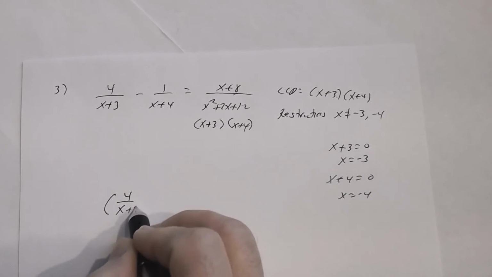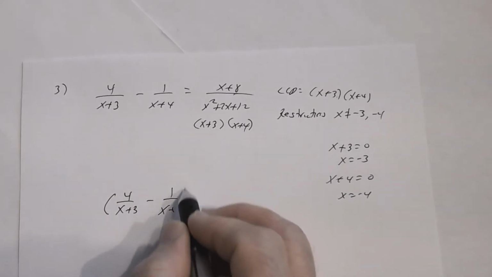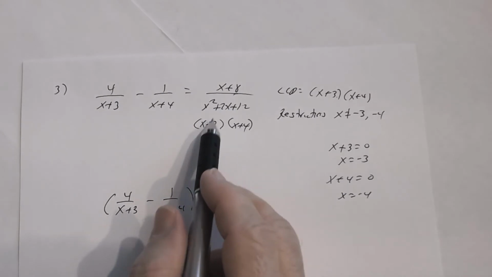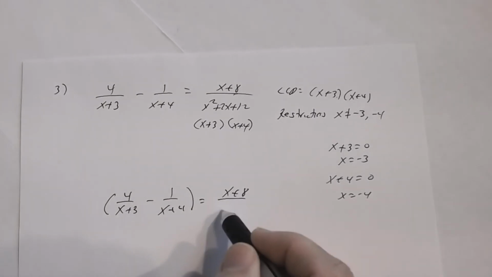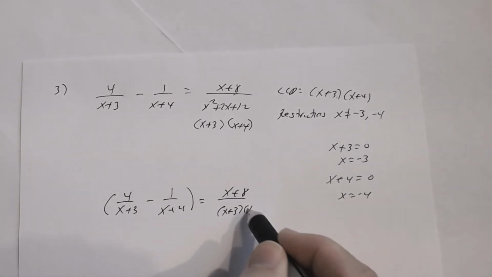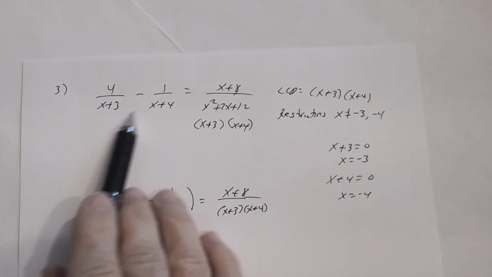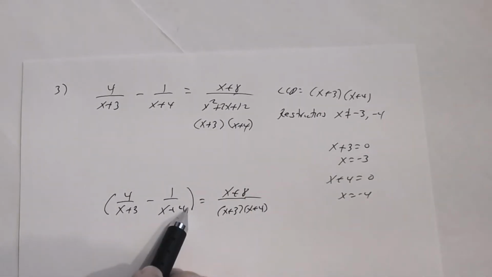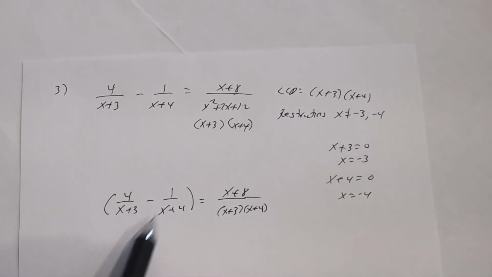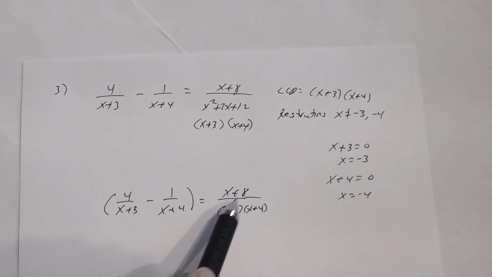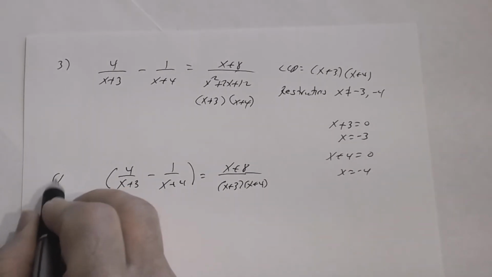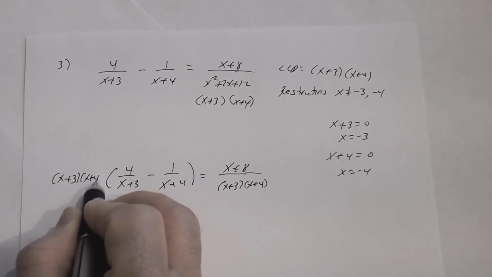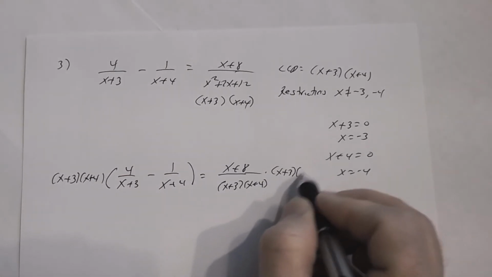So 4 divided by x plus 3 minus 1 divided by x plus 4 equals, over here, that's just one fraction, but remember, just like we did in the previous problem, leave it in factored form. So I have x plus 8 divided by x plus 3 times x plus 4. So all I did was rewrite the original problem. I put parentheses around the left side because there was more than one term. Here, I also left it in factored form because the LCD is in factored form. Now I'm going to multiply both sides by the LCD: x plus 3, x plus 4, times x plus 3, x plus 4.